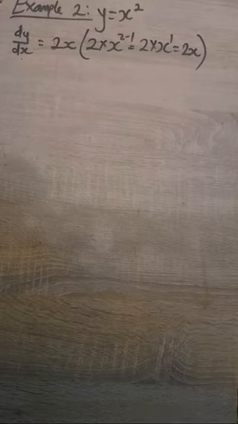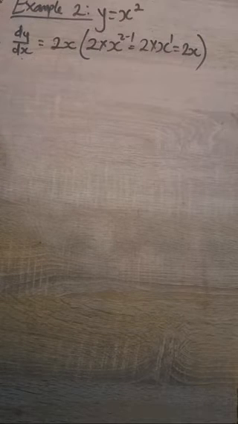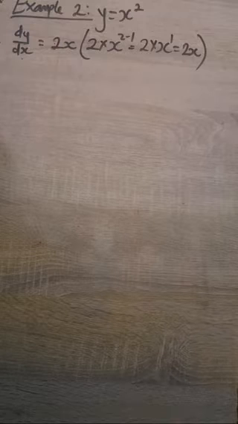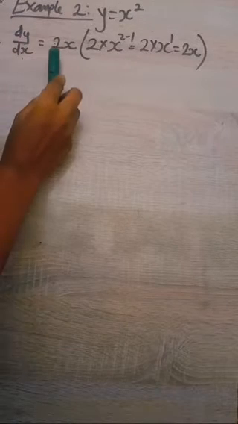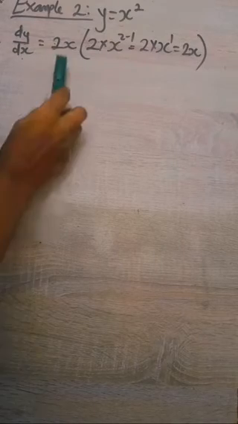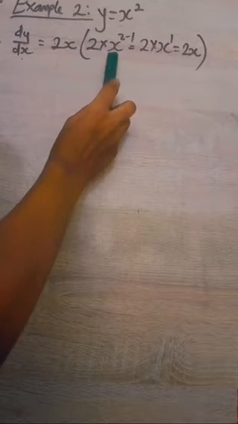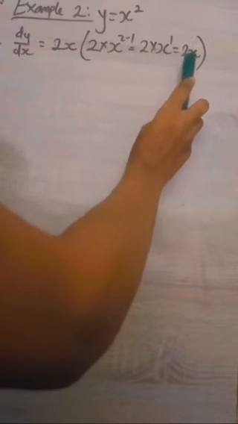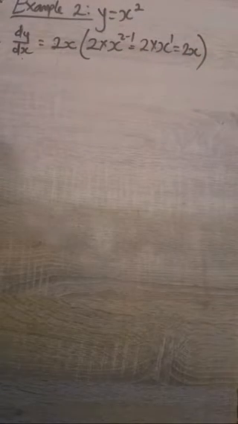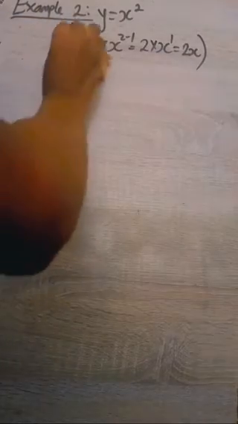I have a second example here: y equals x raised to power 2. Let's use the general method first. dy over dx equals 2x. How did I get my 2x? I hope you know: 2 times x raised to power 2 minus 1, that's 2x raised to power 1, giving me 2x.